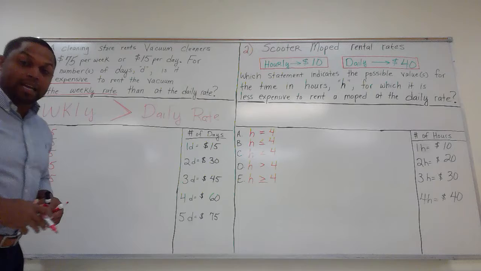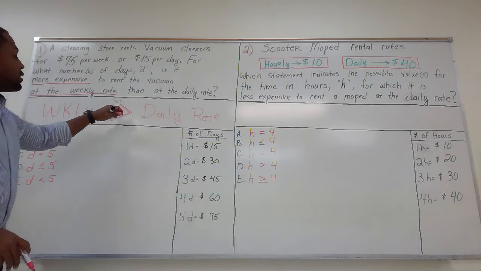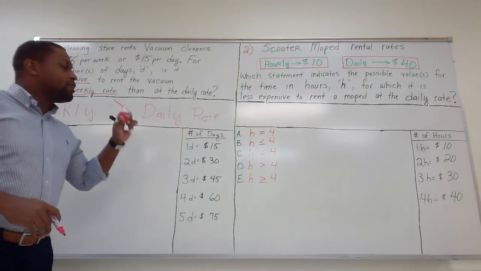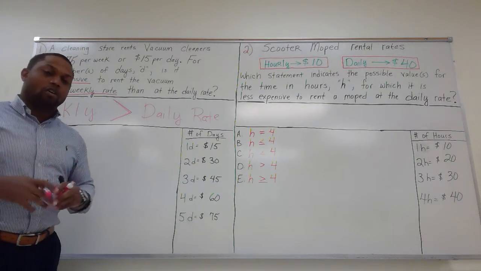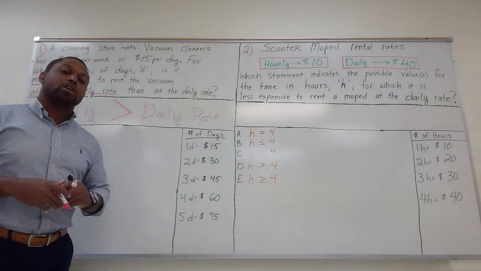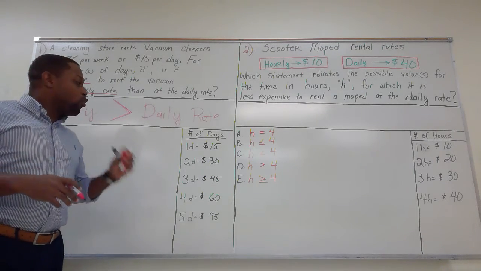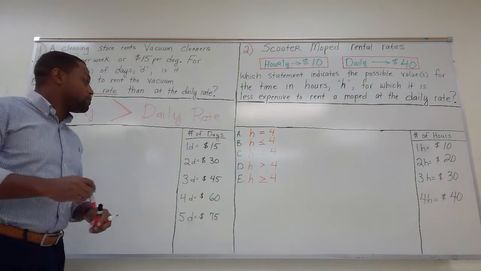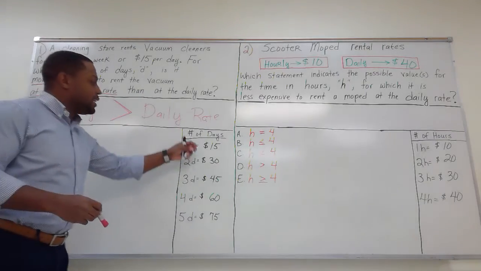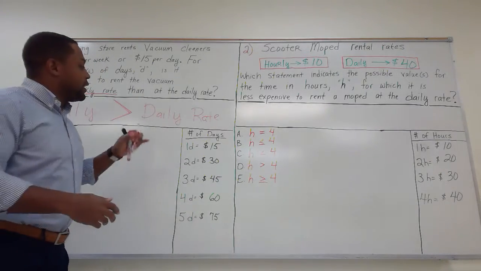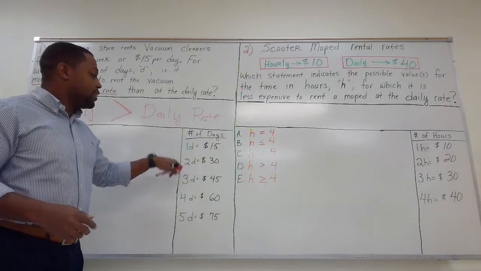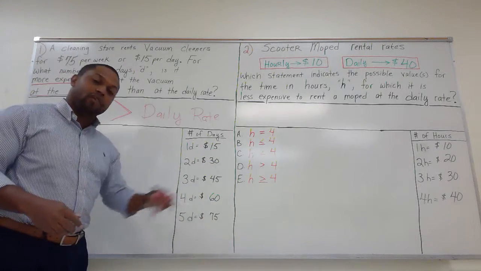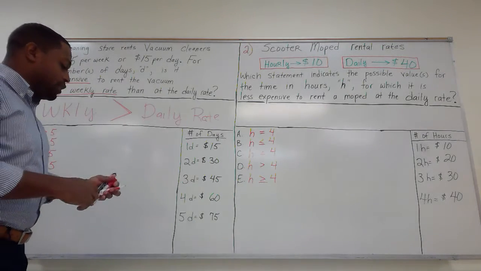And so the sentence that I found here is the weekly rate is more expensive than the daily rate. I believe it is very important to do what I call finding the sentence. It helps to keep us on track and understanding what needs to be said down here when we solve this problem. Now, as you can see, I have a list of the number of days. 1 day to rent is $15, 2 days, $30, 3 days, $45, 4 days, $60, and 5 days would be $75 to rent.